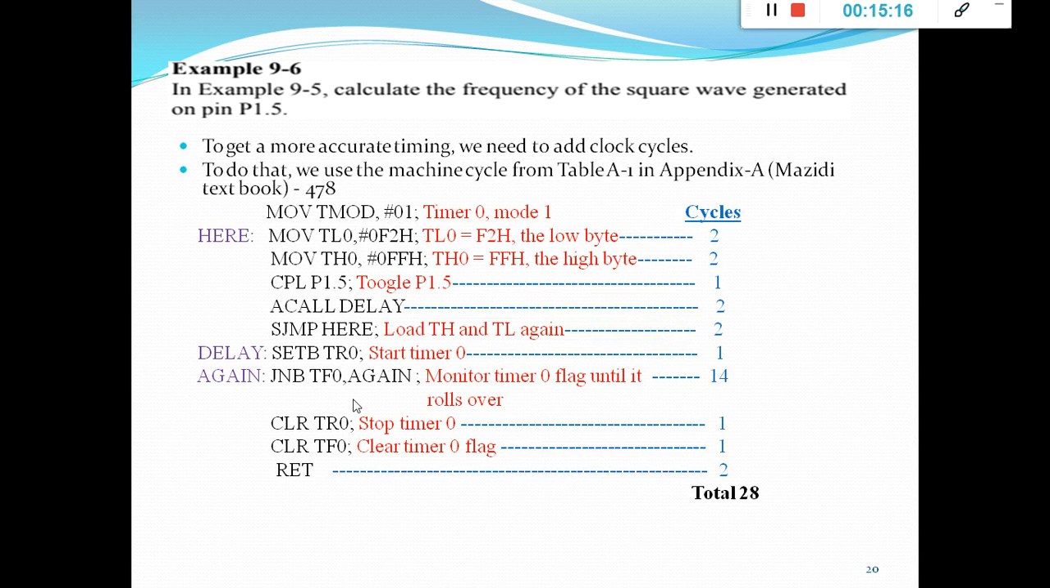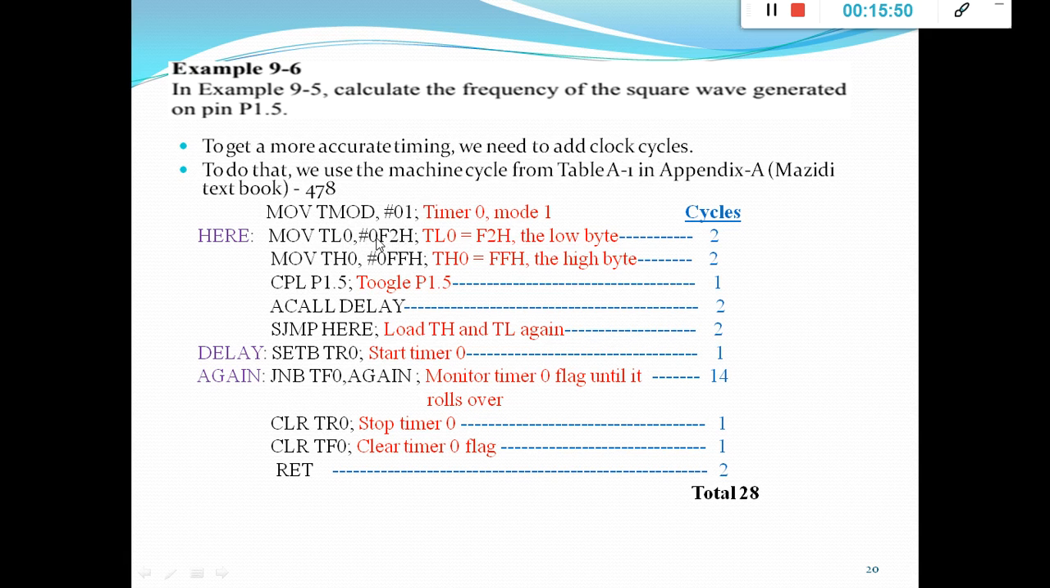So I took the same program and wrote here the machine cycle of each instruction. You can see there is no machine cycle for MOV TMOD, #1, because TL and TH act as registers like A, B and so on, and for these registers you can have the machine cycle. But especially for TMOD there is no machine cycle. So we leave this first instruction, then apply the machine cycles to the remaining instructions.